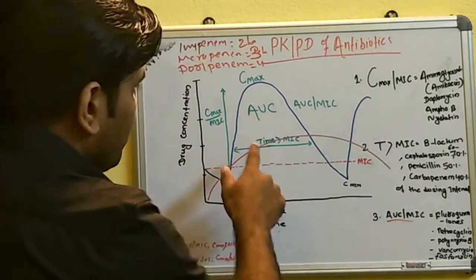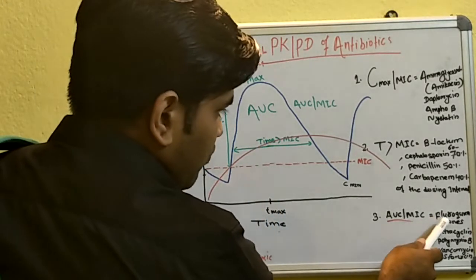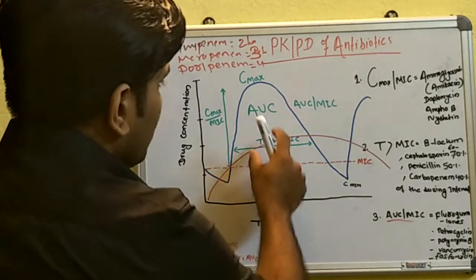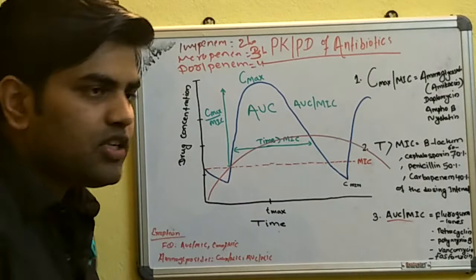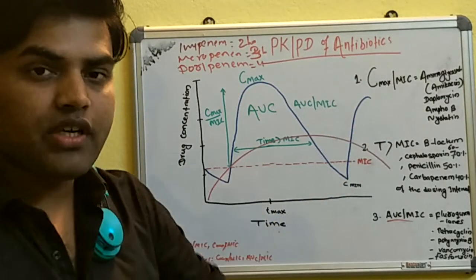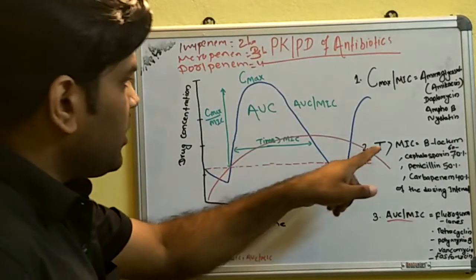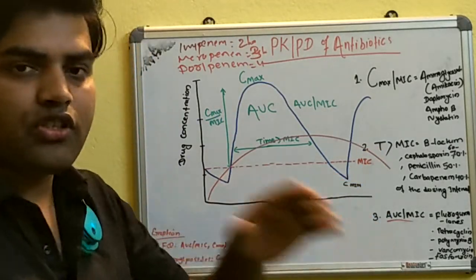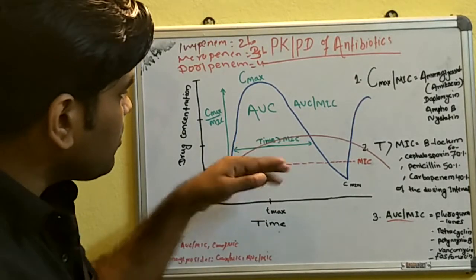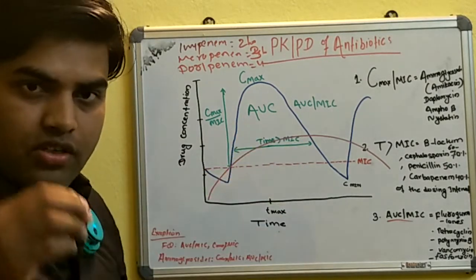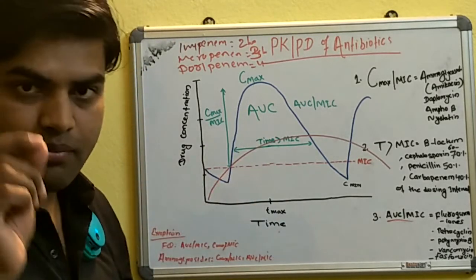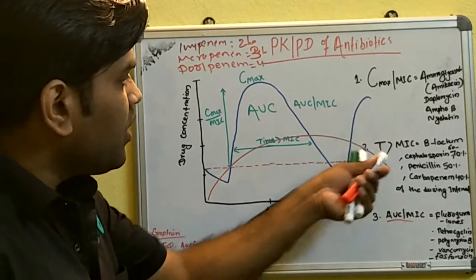So when you talk about the AUC by MIC, the first drug is fluoroquinolones. This indicates the dosing and frequency interval. Cmax by MIC says there will be a single dose but high concentration. Time over the MIC says there should be frequent dosing, and the drug concentration should achieve above the MIC.